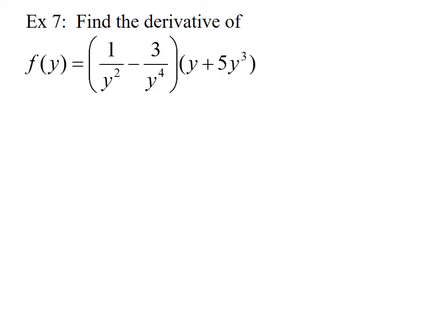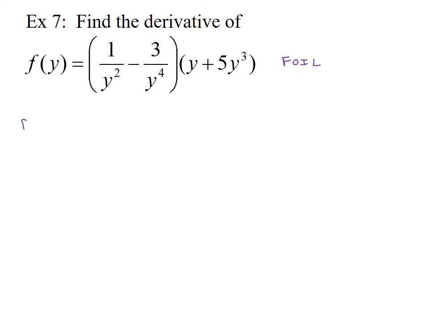So what about something like this? You have to find the derivative of 1 over y squared minus 3 over y to the fourth times y plus 5y cubed. All right, so once again, you can work this one just like the previous example I just did, or maybe here's a different way. Instead of doing the product rule, what if you just go ahead and FOIL this? So why don't we just FOIL this and see what happens?